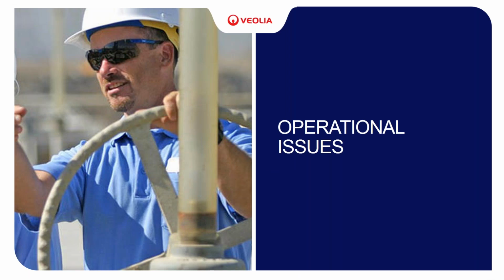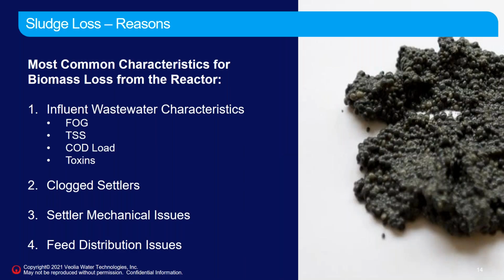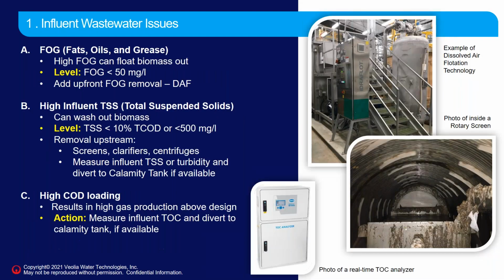So operational issues, what are some of these that we might have? The most common operational issue is sludge loss. And what are the reasons for sludge loss? The first one is influent wastewater characteristics. I'm going to talk about those, then we'll talk about some mechanical issues such as clogged settler maintenance, mechanical issues, and feed distribution issues. But let's talk about the wastewater characteristic problems first.